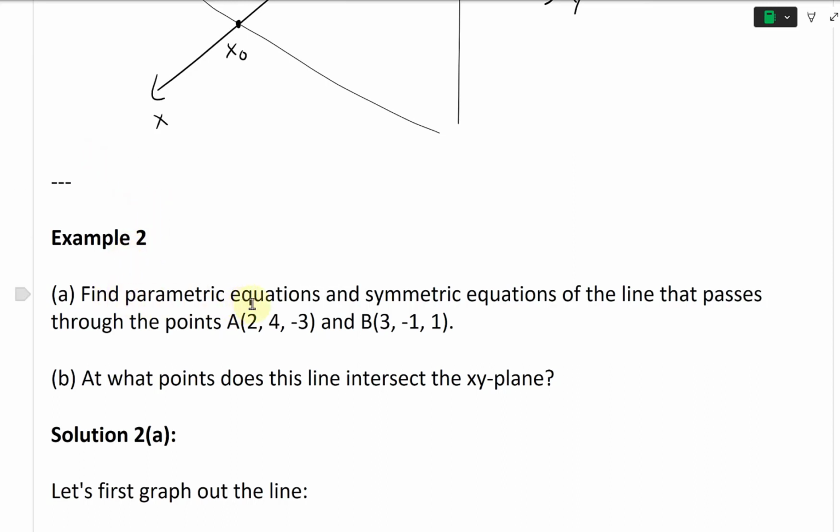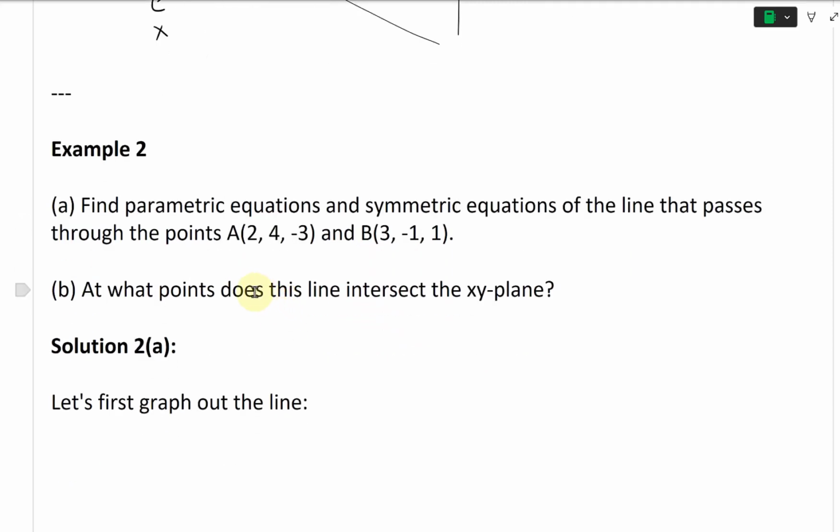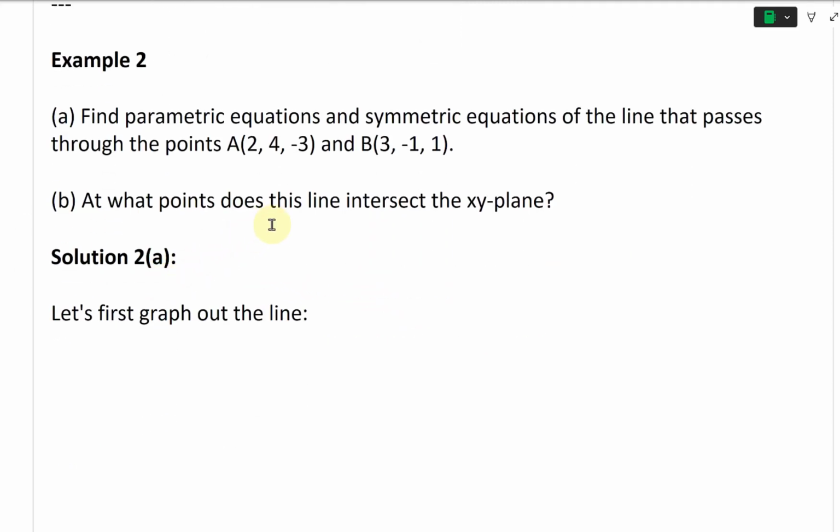And this one states, find parametric equations and symmetric equations of the line that passes through the points A, which has coordinates 2, 4, negative 3, and the point B, which has coordinates 3, negative 1, and 1. And then part B states, at what points does this line intersect the xy plane? Alright, so let's go over question A first, so solution to 2A.